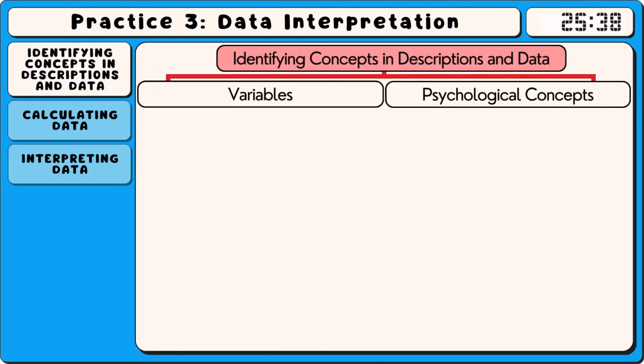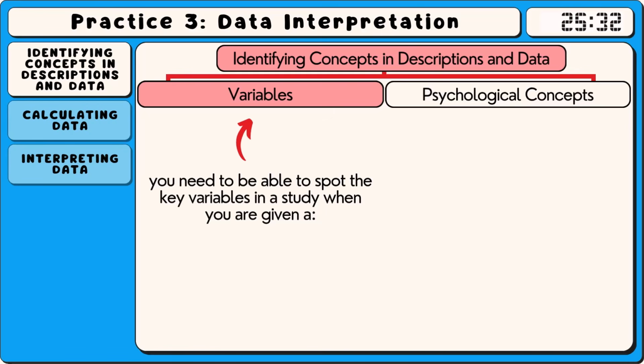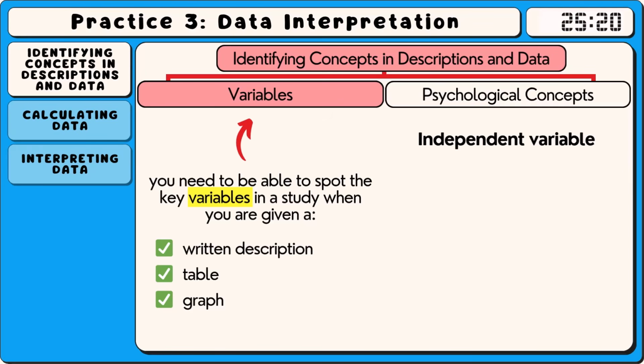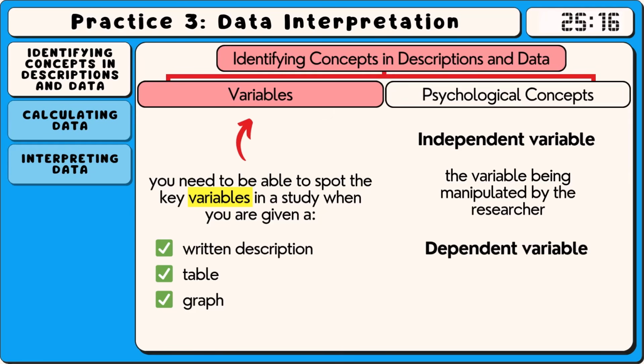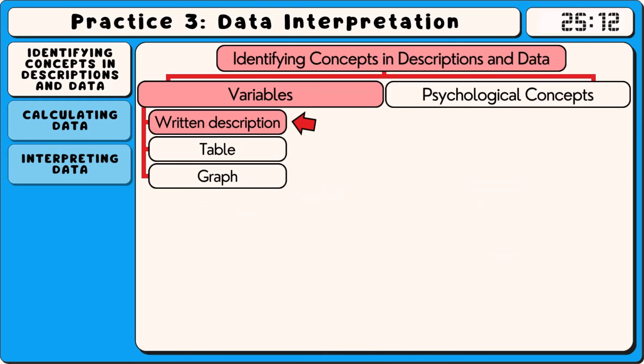For the exam, you'll need to be able to identify variables in data and psychological concepts in data. For identifying variables, you need to be able to spot the key variables in a study when you are given a written description, table, or graph. You should recall from the last lesson that we have two main variables: the independent variable, which is the variable being manipulated by the researcher, and the dependent variable, which is the variable that the researcher wants to measure. So let's quickly look at how you can identify them in a written description, a table, and a graph.